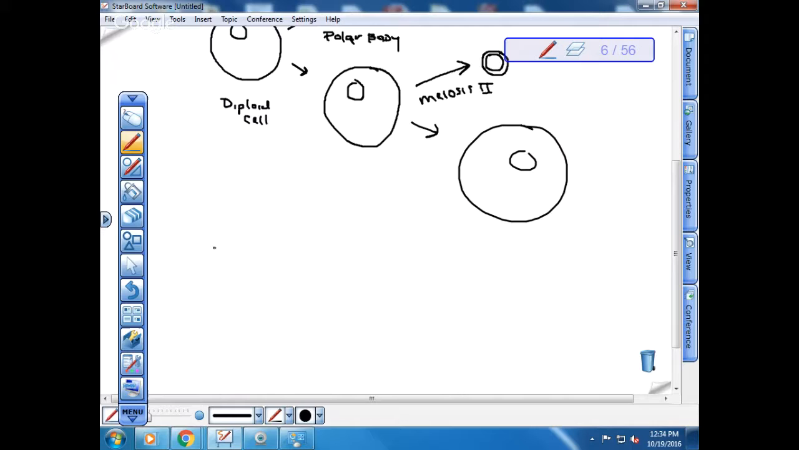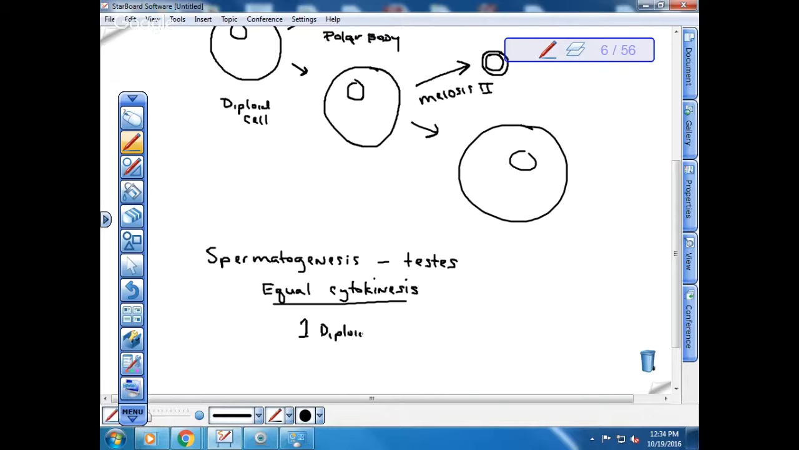So in spermatogenesis, this takes place in the testes, right? And spermatogenesis is the production of sperm, and this is equal cytokinesis. Right? Equal cytokinesis. So what that means is that from one diploid cell, we get 4 haploid cells.